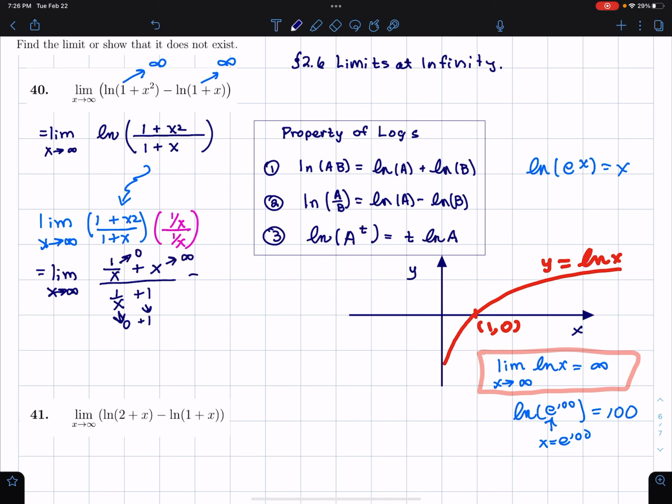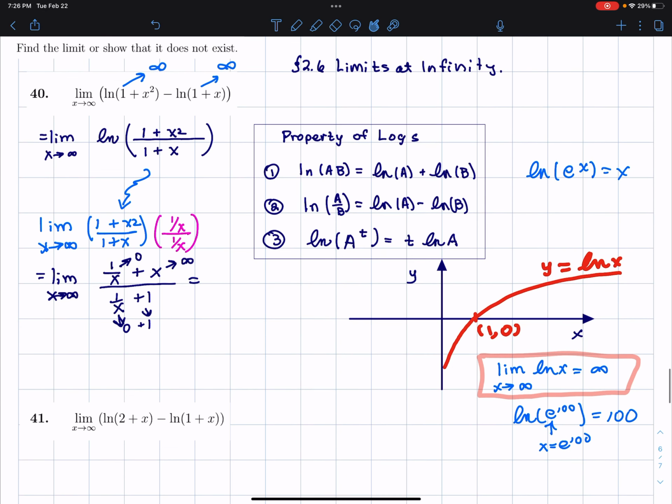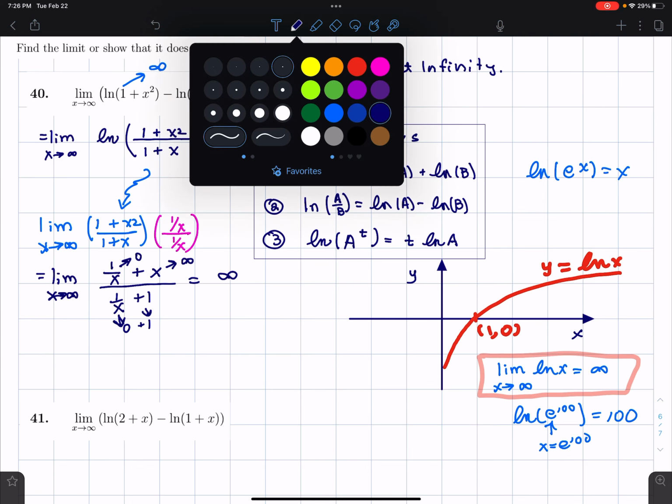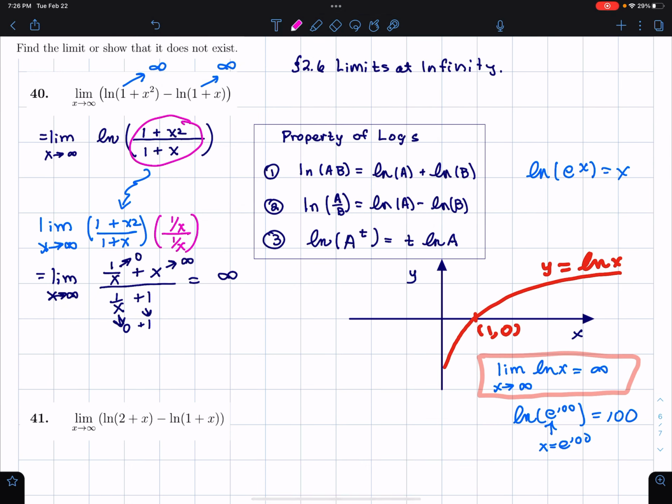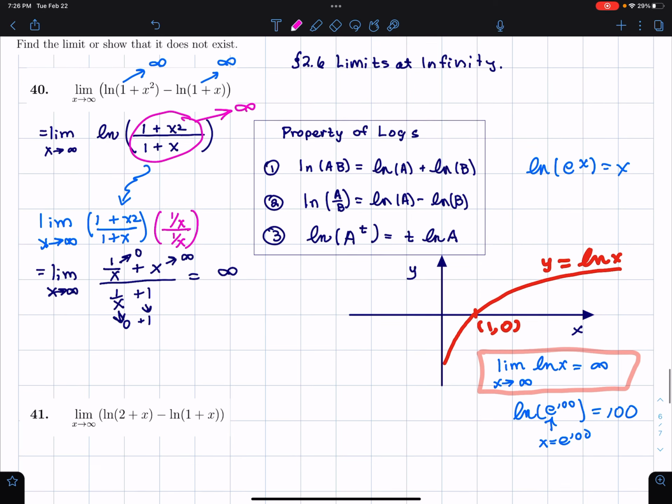As x goes to infinity, the numerator is getting very large. The denominator is approaching 1 because I have 0 plus 1. The numerator gets large, so this whole thing is infinity. So the result is this inside piece is getting larger. It's going to infinity.